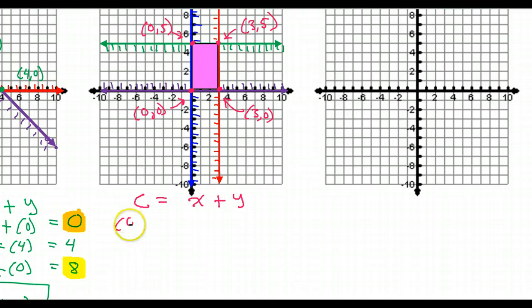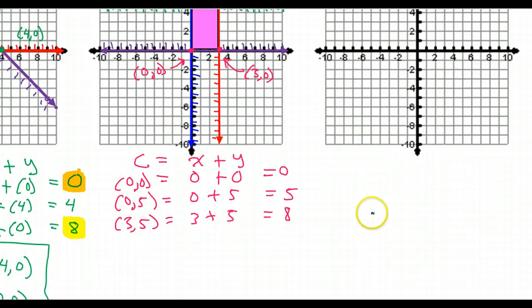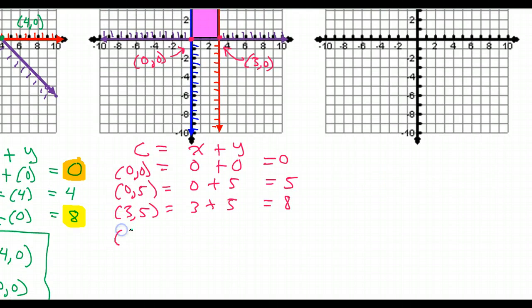Okay, so if I do 0, 0, that'll just be 0 plus 0, which is 0. If I do 0, 5, this is 0 plus 5, which is 5. If I do 3, 5, that's just 3 plus 5, which is 8. And if I do 3, 0, that'll be 3 plus 0, which is 3.